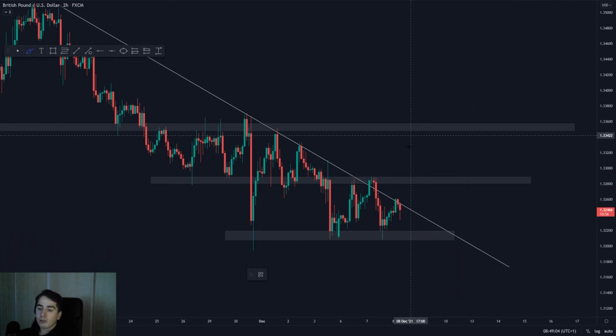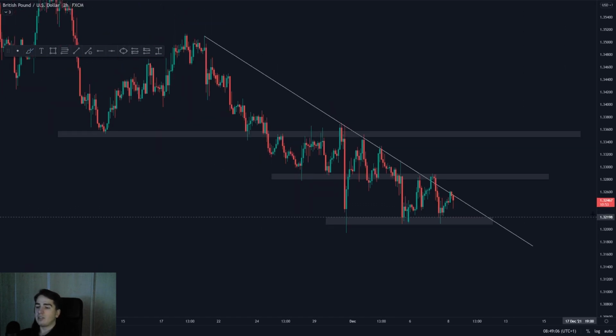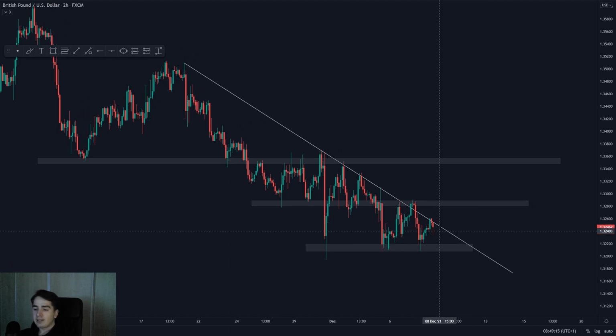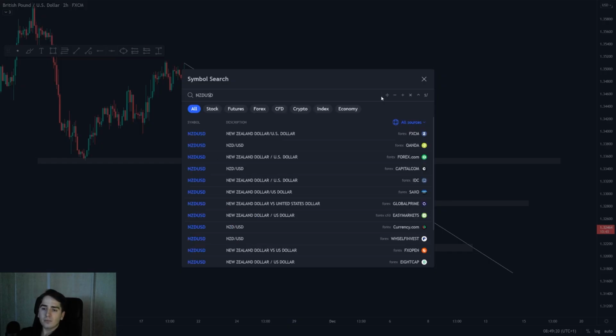I am expecting a push up higher if we do start to see the dollar index fall down lower. So I'll just be anticipating on a pound dollar movement with the help of the dollar index, but I am expecting a breakout in the near future. So yeah, let's head over to Kiwi dollar.